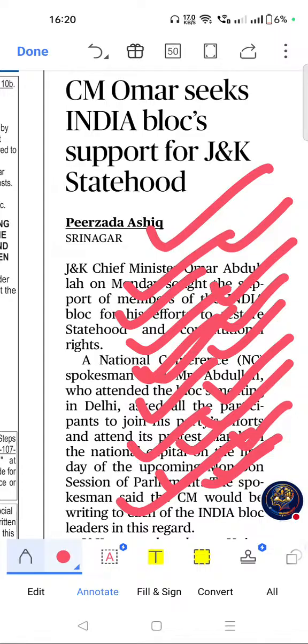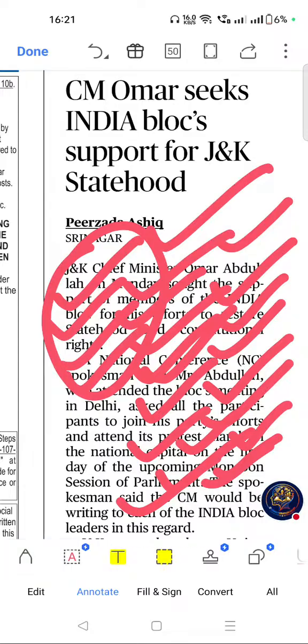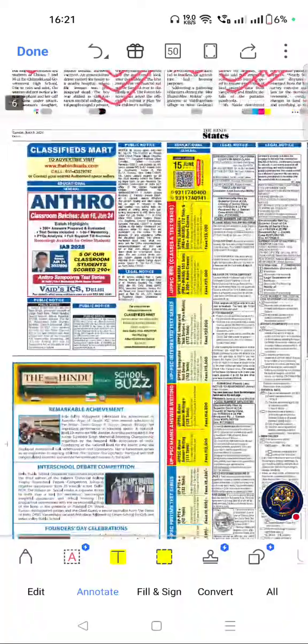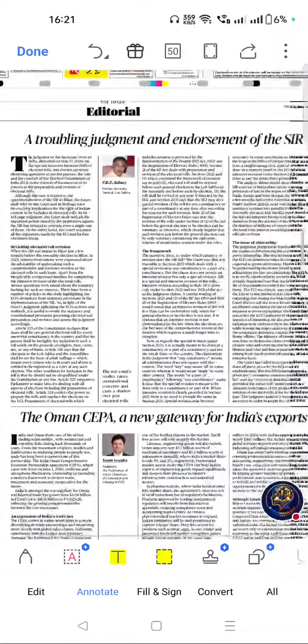The possible question areas from this topic are Article 370, Article 35A Historic Context, Union Territories, Jammu and Kashmir Reorganization Act 2019, Legislative Powers of Union Territories. These are the possible areas for asking questions from this topic. Move on to next important article from this page. This was the only important article from this page. Move on to editorial section, page number 8.